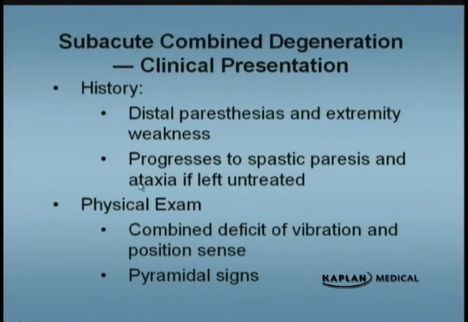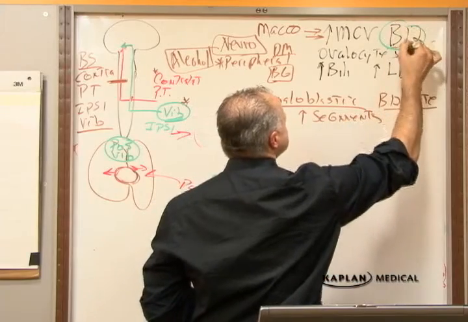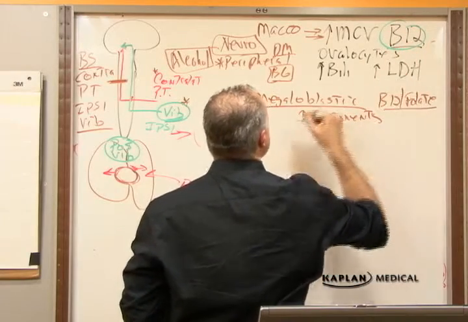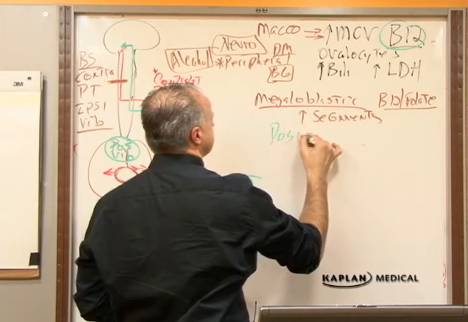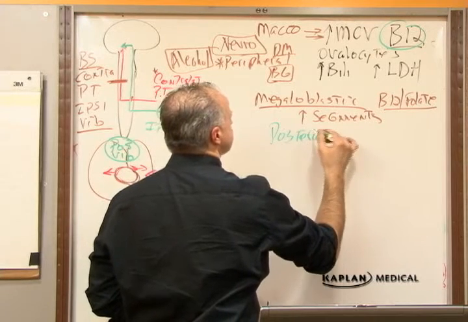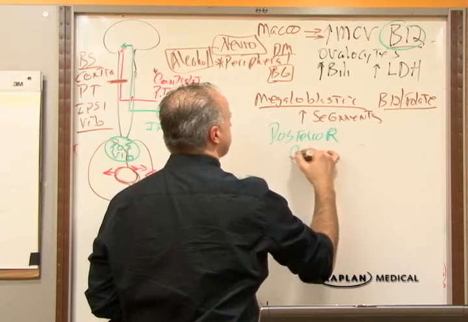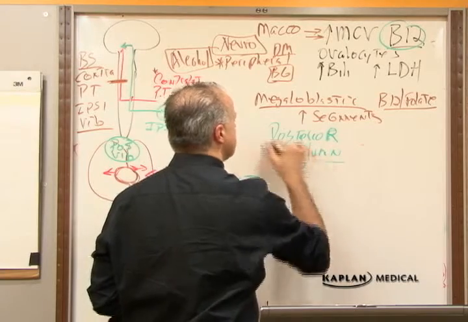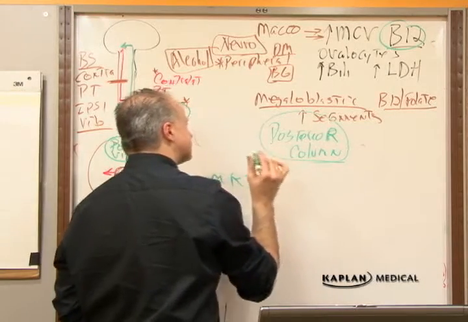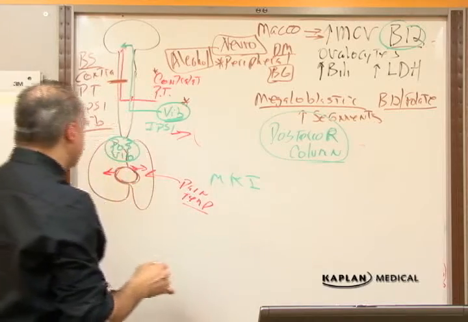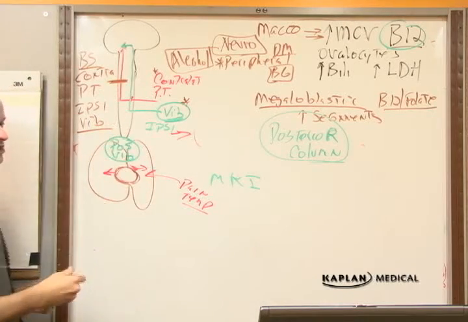Progresses to spastic paraparesis and ataxia is simply saying that B12 deficiency can do anything. But what is unique is that subacute combined degeneration of the cord with B12 deficiency has a special predilection for the posterior column. B12 deficiency wants to destroy the posterior column, so it has a special predilection for zapping position and vibratory sense.